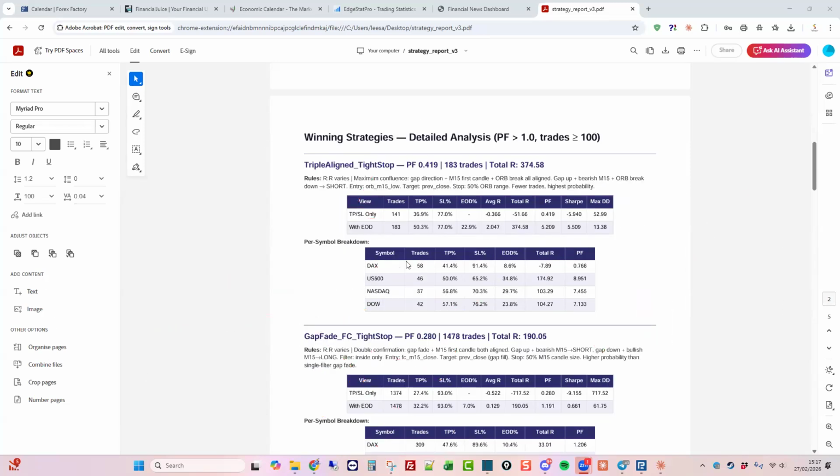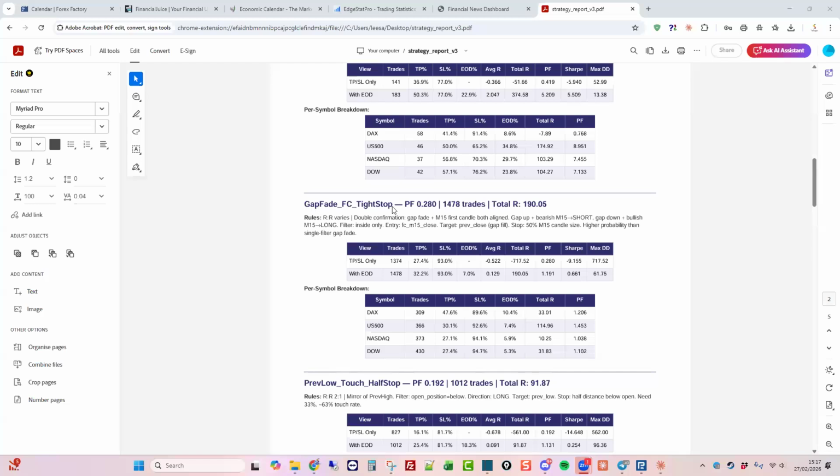Per symbol breakdown, all profitable but the DAX. So it's US indices, that one. Gap fade, double confirmation, gap fade and M15 candle, both aligned. Gap up and bearish M15 short.